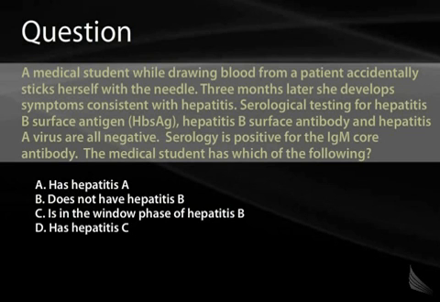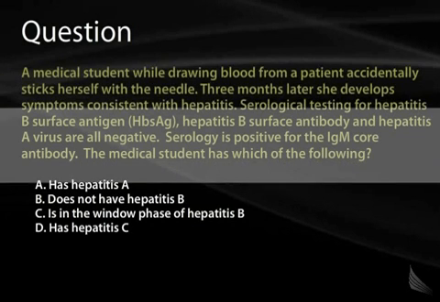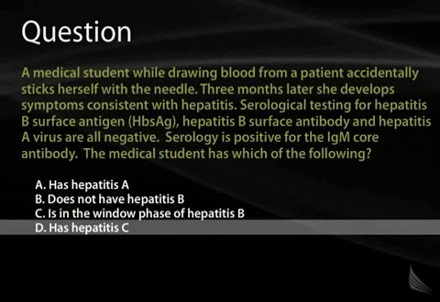So we know that she doesn't have hepatitis A because that's the only antibody we deal with when we have that. We can't say that she has hepatitis C because we don't have any information on that testing. But we can say that she has hepatitis B because she has positive antibody for the IgM core. That means she's been exposed to hepatitis B, but she's in the window phase because she doesn't have any surface antigen, she doesn't have any surface antibody. The only thing that's positive is the IgM core antibody. So C is the correct answer.